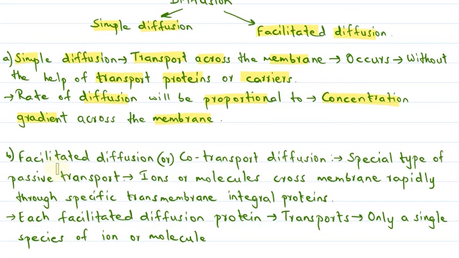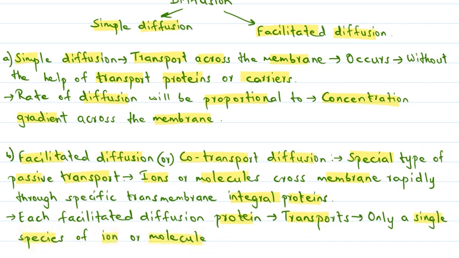Now let's see what facilitated diffusion is. Facilitated diffusion is also known as co-transport diffusion. This is a special type of passive transport in which ions or molecules cross the membrane rapidly through specific transmembrane integral proteins. This transport mechanism does not require metabolic energy, and the rate of transport of molecules across the membrane is greater than in simple diffusion. Each facilitated diffusion protein transports only a single species of ion or molecule.